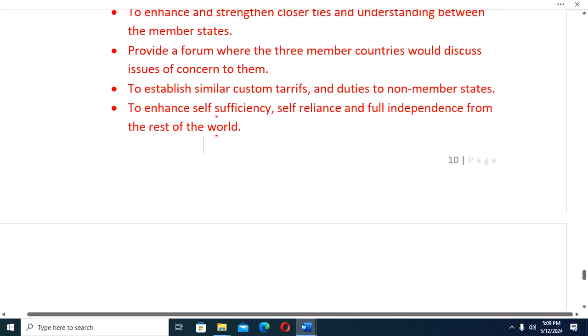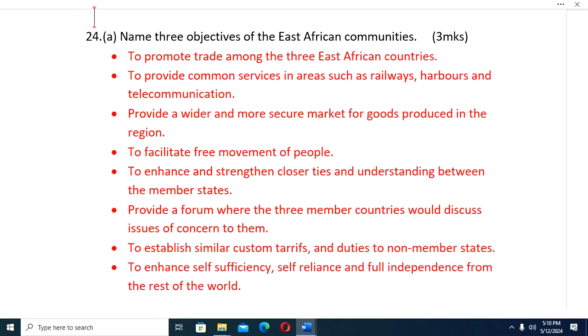Number 24, the question is, name 3 objectives of the East African Community. What were some of the objectives? Why was the East African Community, EAC, formed? Number 1, to promote trade among the 3 East African countries. Number 2, to promote common services in areas such as railway, harbors, and telecommunication.